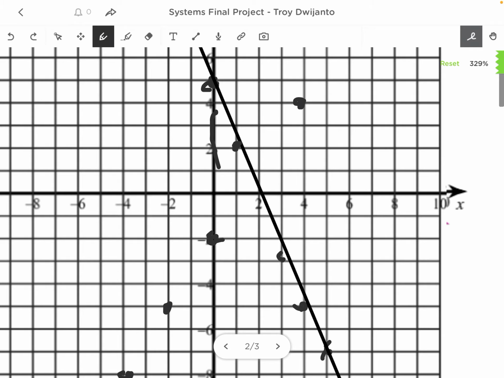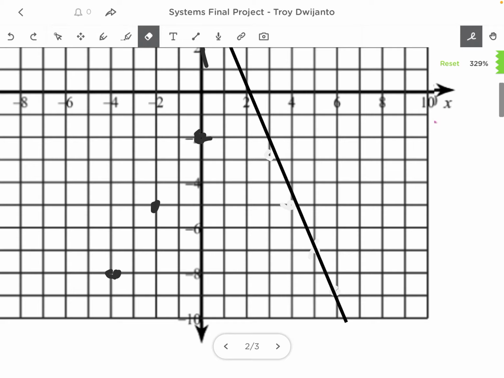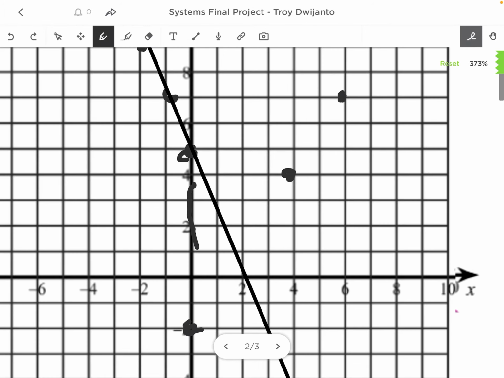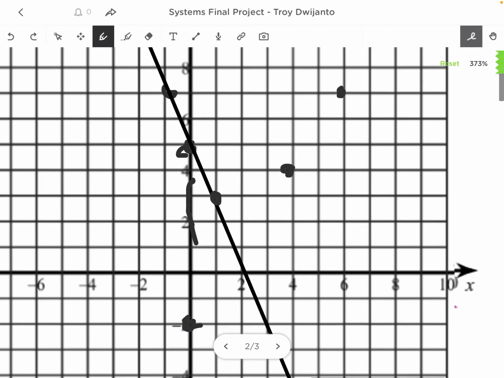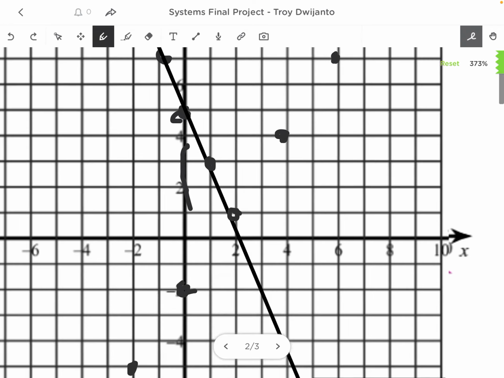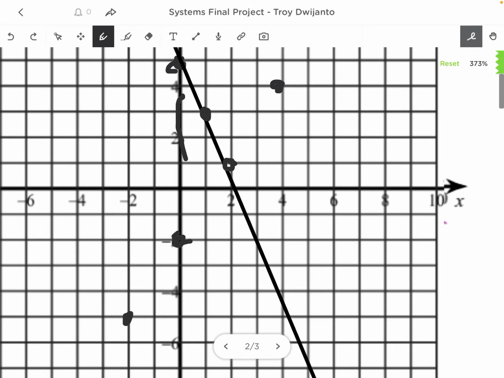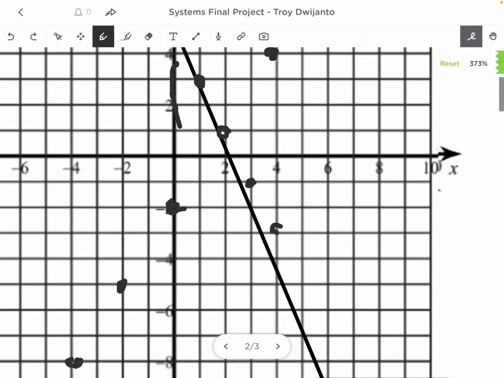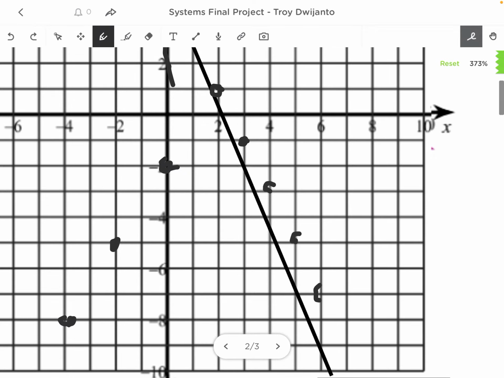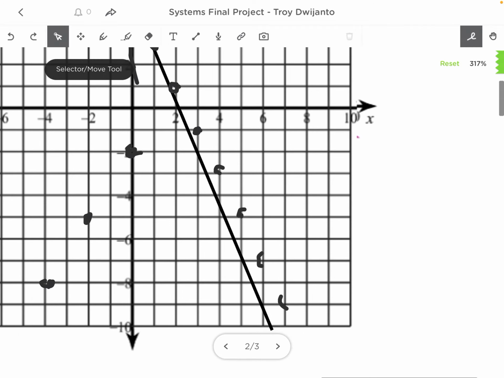Hold on, I drew this line wrong. Give me a moment. So 1, 2, boom. 1, 2, boom. 1, 2, boom. Boom. Boom. And voila.